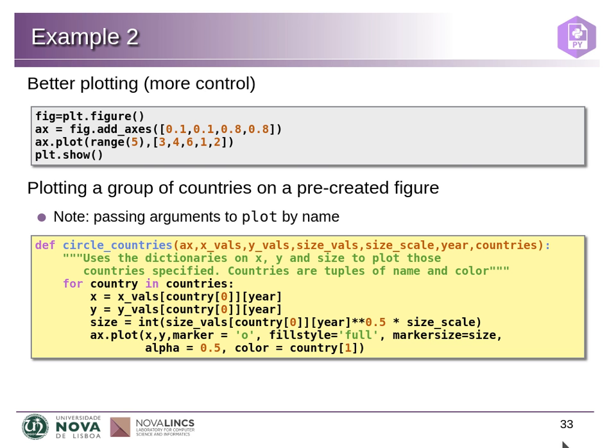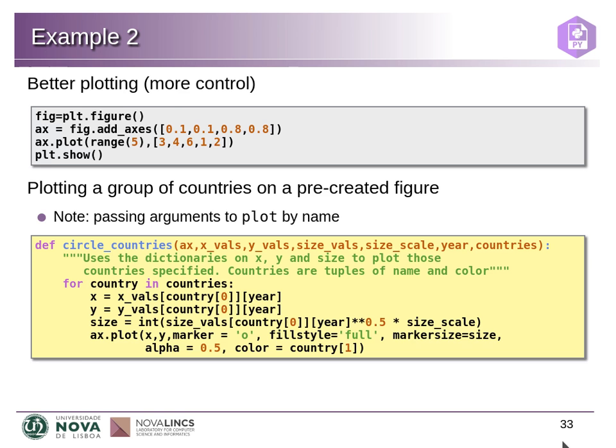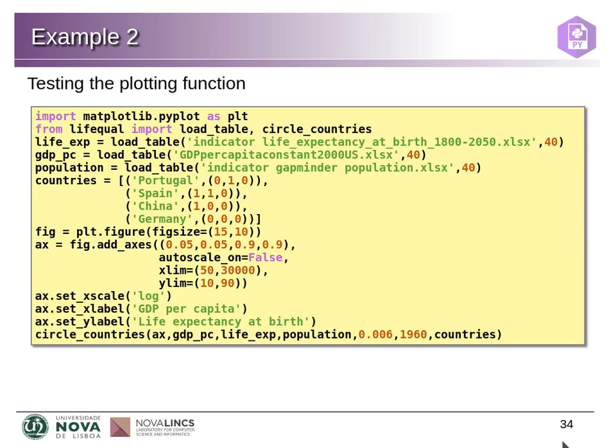And now we can plot all the countries in one image like this. So let's see how we do this on the script. We import that load table and the circle country function, this one. Now we load the three Excel files with the three indicators that we want to use: life expectancy, gross domestic product, and population. For each one, we only want countries with at least 40 data points. All those countries that don't have 40 data points will not be in the dictionary.